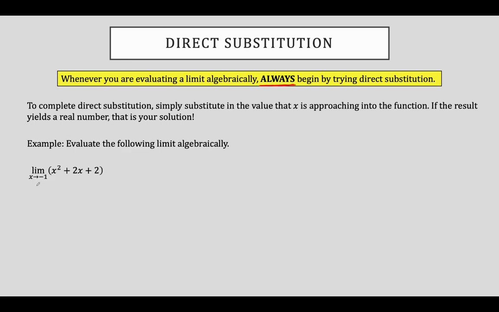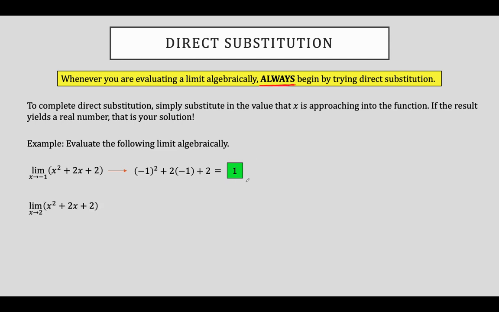Evaluate the following limit algebraically. We have the limit as x approaches negative 1 of x squared plus 2x plus 2. All we have to do is substitute in negative 1 for x. That is our direct substitution. This gives us negative 1 squared plus 2 times negative 1 plus 2, which gives us 1. Because our answer is a real number, that is our solution. The limit as x approaches negative 1 of x squared plus 2x plus 2 equals 1.